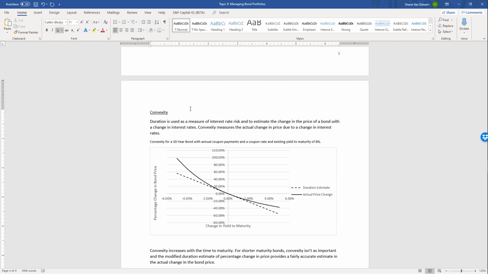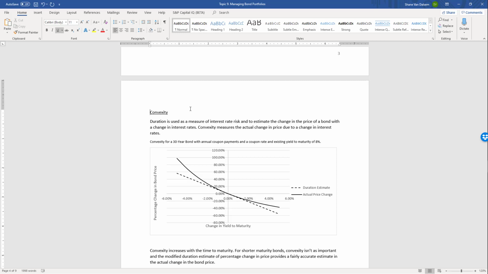Nowadays we have high-powered calculators, we have Excel and other worksheet programs that can do these calculations for us very simply and very easily, and that's what you're actually going to do some of in your assignment.